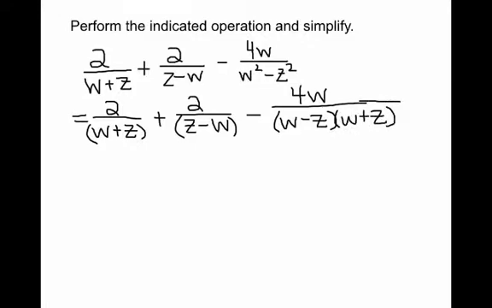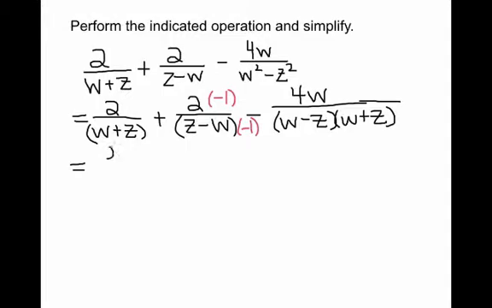And now we can see that our factors in the third denominator almost match the factors in the first and the second. The difference is one of them has z minus w and the other one has w minus z. So what we need to do is multiply the numerator and the denominator of the second fraction by -1 so that we'll have factors that instead of being opposites are the same.